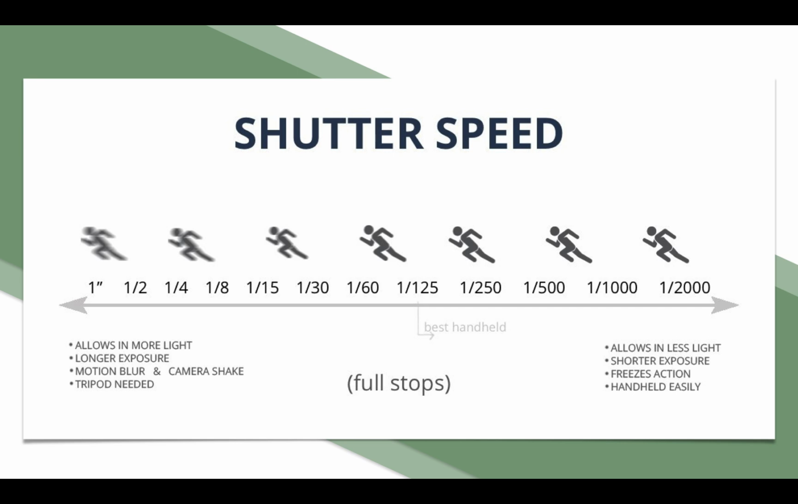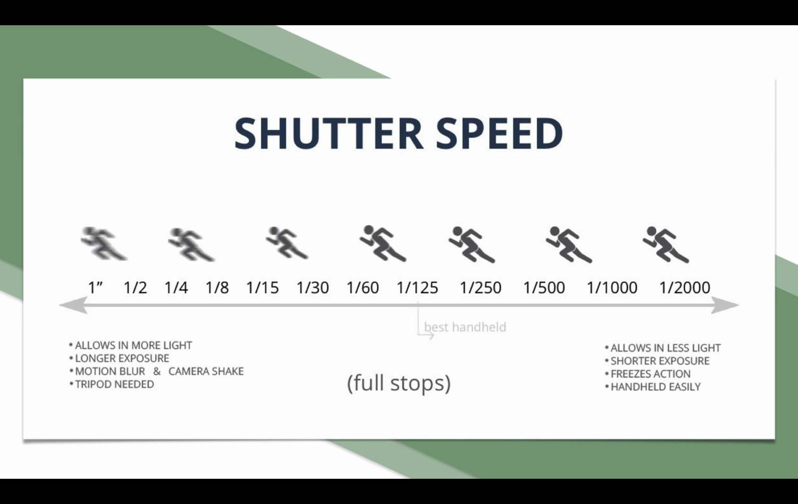A fast shutter speed on the right-hand side, you can read this list. It allows in less light. It means that you have a shorter exposure so you don't have any blur. It freezes the action. And a really cool thing is you can actually hand hold your camera, so you don't need a tripod.